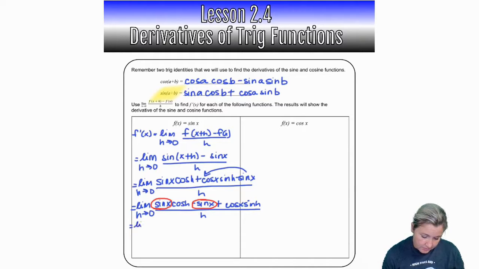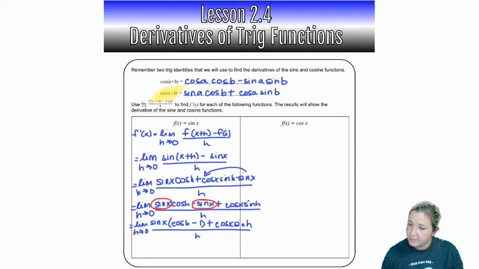So I'm left with the limit as h approaches 0 of sine x times cosine h minus 1, plus cosine x sine h, all divided by h. Actually, let's go ahead and separate those out. Run a little bit out of room. Divide this side by h and this side by h. I'm going to go ahead and divide those two out.